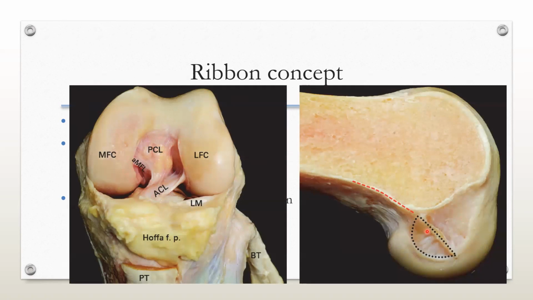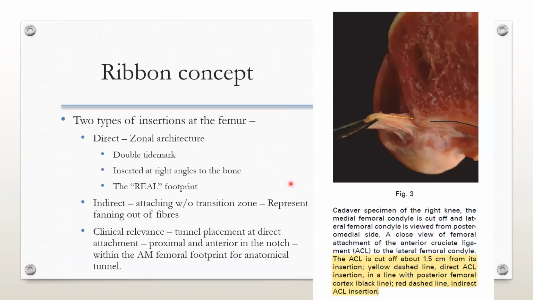And this is the sagittal cut showing the attachment and the orientation of the lateral intercondylar ridge with respect to the posterior femoral cortex. With respect to the femoral insertion, they describe two types of insertion. One is a direct insertion with a transitional zone and zonal architecture with a double tidemark, as in layered insertions. These fibers insert at right angles to the bone. So they advocate that this is the only real footprint of the ACL. And the rest of the attachment, without a transition zone, represents just fanning out of the fibers.